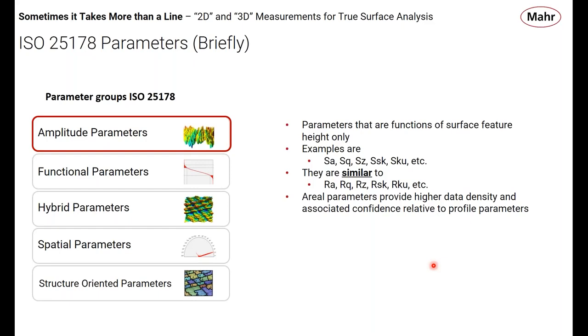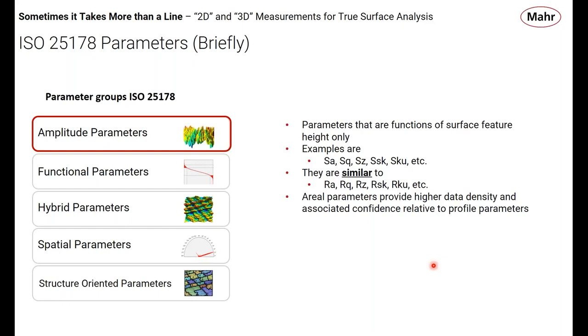RA is we take our profile and we calculate the mean line of that profile. Forget the filtering. We're not going to talk about the filtering, but we have our profile, we calculate the mean line, and then we go through and calculate the average deviation of every point on our profile from that mean line. We ignore whether it's above or below, just how far away is every data point from our mean line, and we take that average deviation from the mean line. That's all RA is. The filtering is necessary, but in terms of the math, that's all there is.